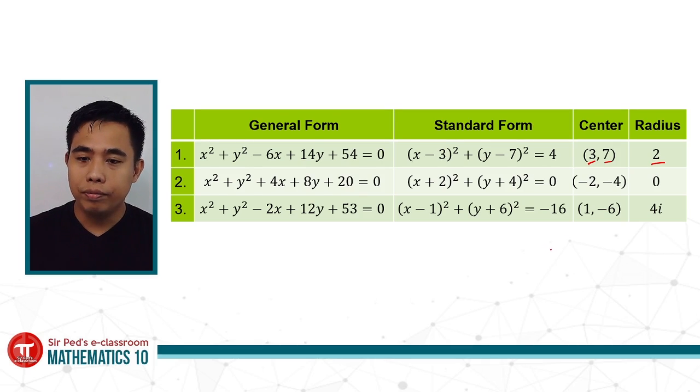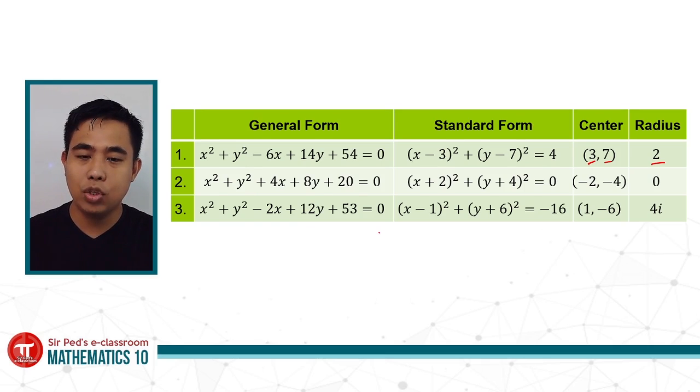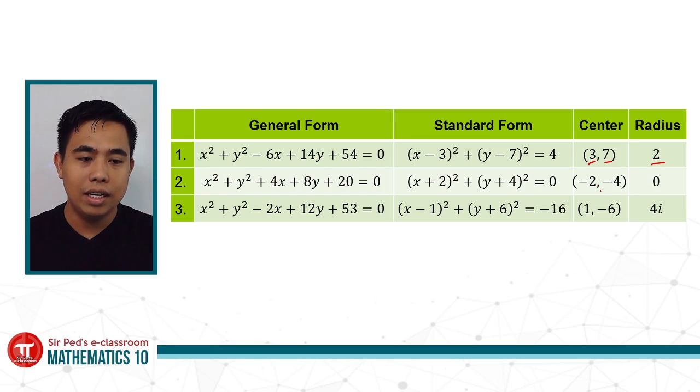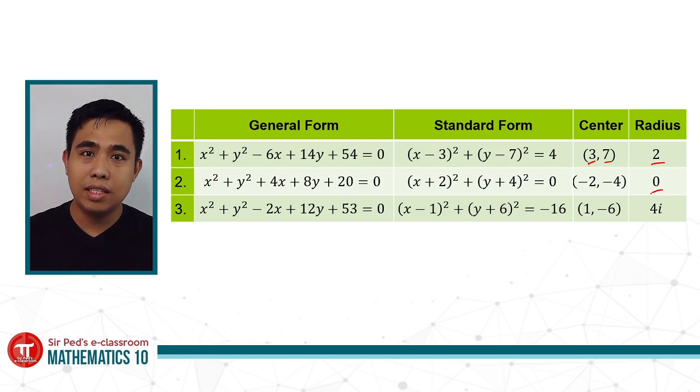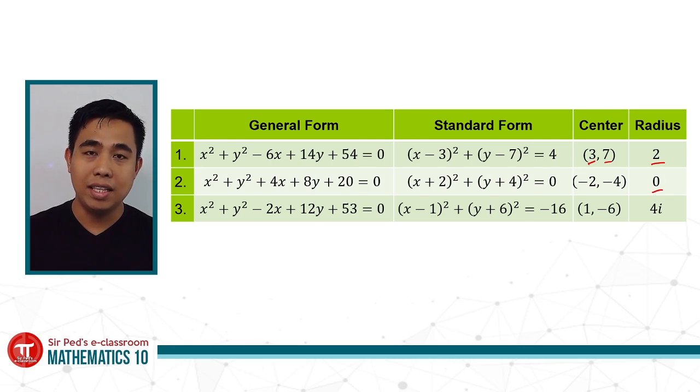In number 2, x squared plus y squared plus 4x plus 8y plus 20 equals 0. And the standard form of that is (x plus 2) squared plus (y plus 4) squared, which is equal to 0. The center is (negative 2, negative 4), and the radius is 0, which means 0 distance between the center and any point on the circle, which means the graph is just a point.